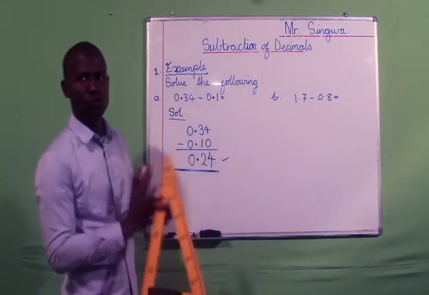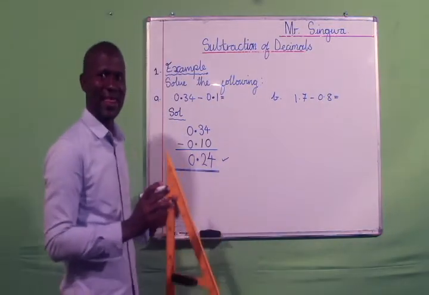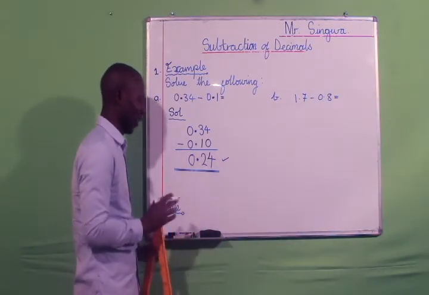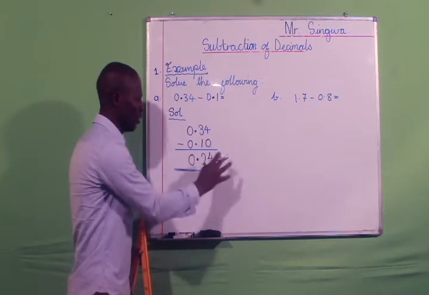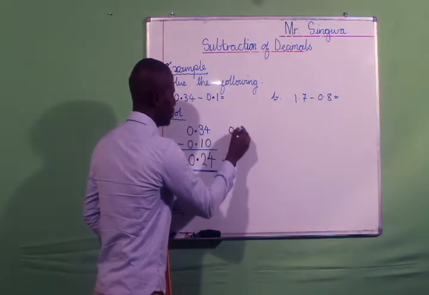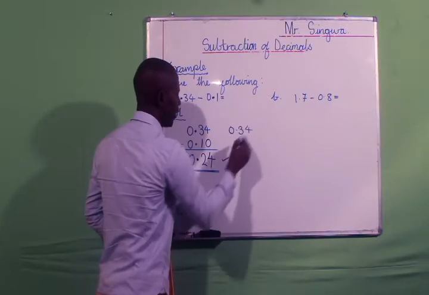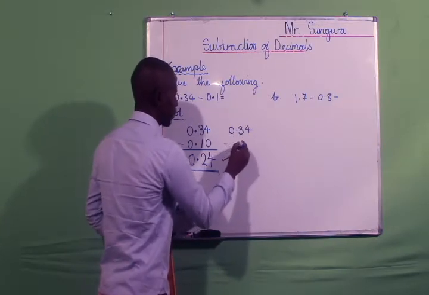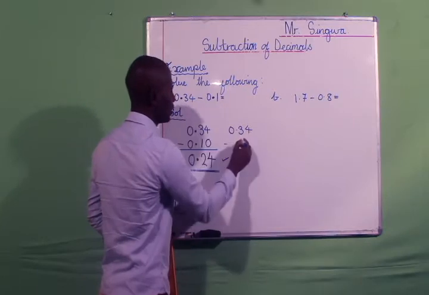Wow, bravo. You've done a great thing. You've done great work by doing this. Please don't make the numbers the way it is here. You do 0.34, quite okay. You've written minus. Since here there are only 2 digits, you write 0.